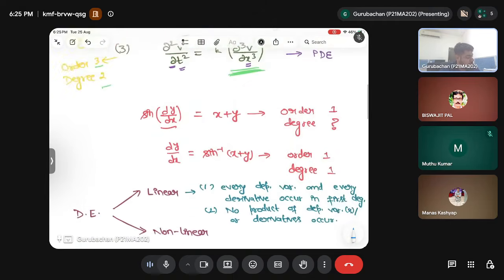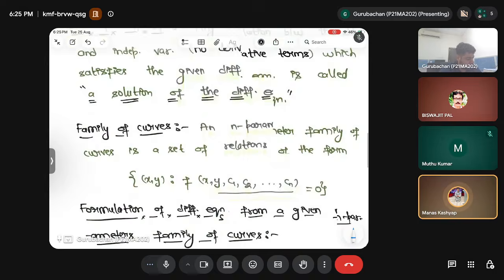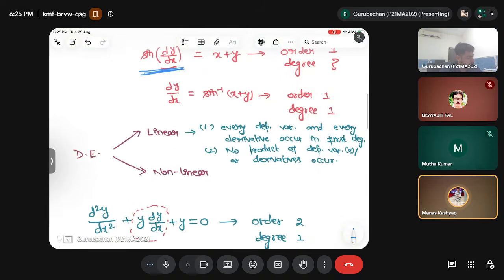Then why here is the degree not defined, or you can say this is not linear? dy by dx is inside the sine function. And what is written here? No product of the dependent variable with the derivative.